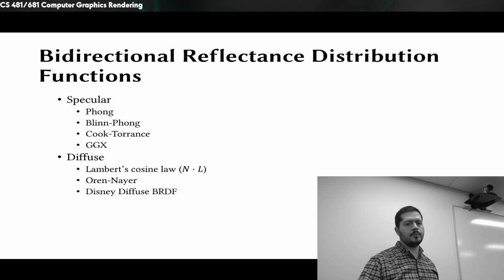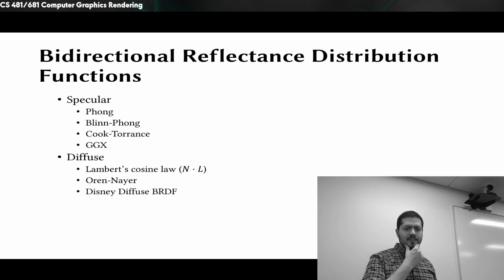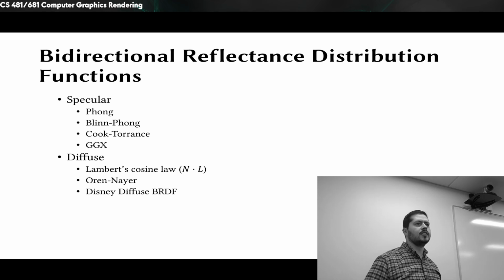Okay, next we get to one of our main topics, the bidirectional reflectance distribution functions. In the video, I talked about a number of them, but I only mentioned them, right? I didn't actually define what they are, but we're going to take a look at some of the equations behind these. So we have Phong shading, Blinn-Phong, Cook-Torrance, GGX. These are all primarily for specular type surfaces.